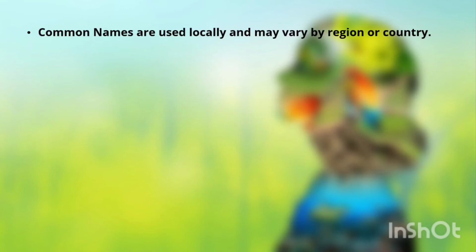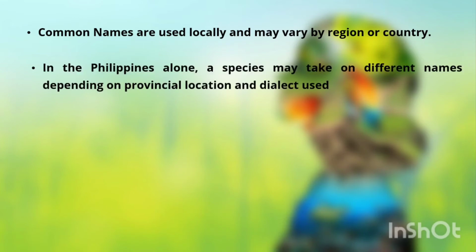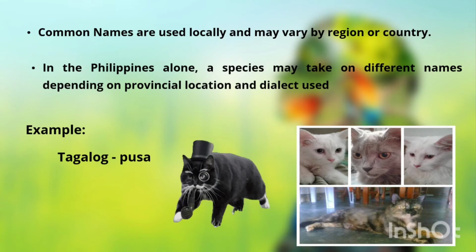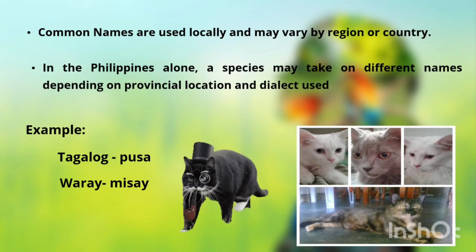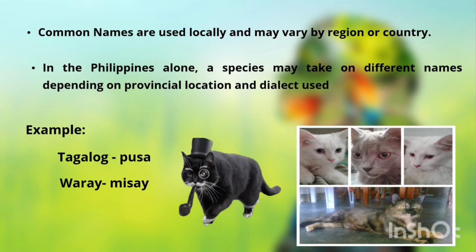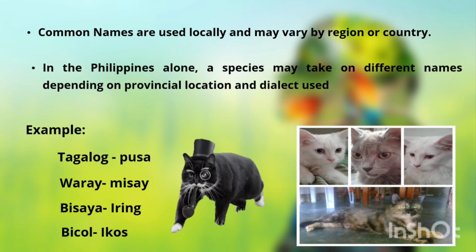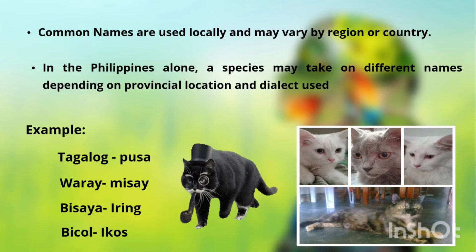Common names are used locally and may vary by region or country. In the Philippines alone, a species may take on different names depending on provincial location and dialect used. For example, cat: in Tagalog, we call it pusa. In Waray, they call it misay. In Bisaya, it is called iring. In Bicol, it is called ikos.